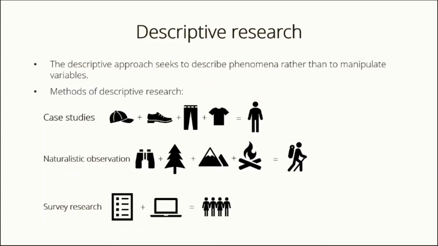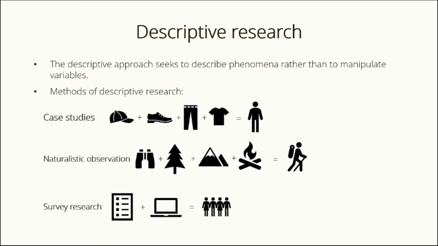If we have a bit more of a look at descriptive research, we can see that it seeks to describe phenomena rather than manipulate variables. So methods of descriptive research are things like case studies. So it might look at a single person in a lot of detail. So if we look at this example here, we've got a hat. We might examine the hat, we might examine the shoes, we might examine the pants and the shirt, and how that describes an individual. So how do those things make up a specific or describe an individual person? That's sort of what case studies do.